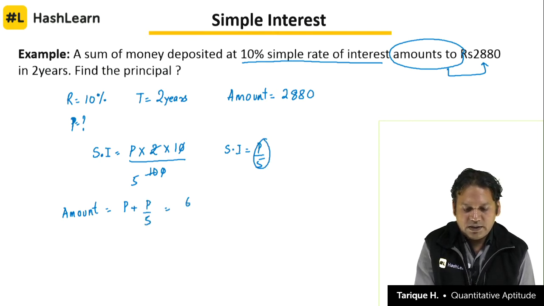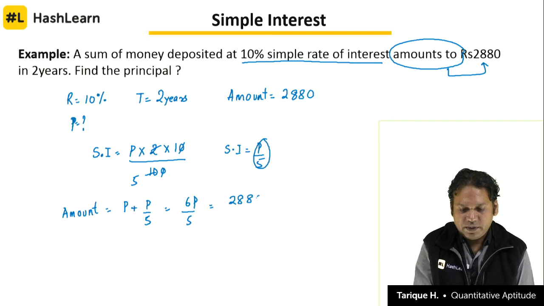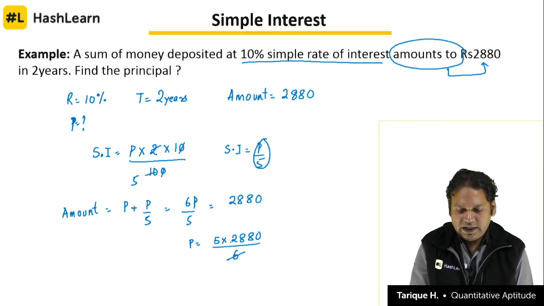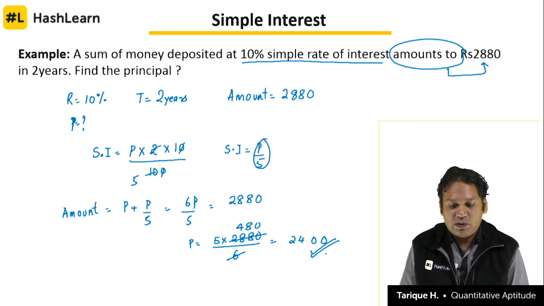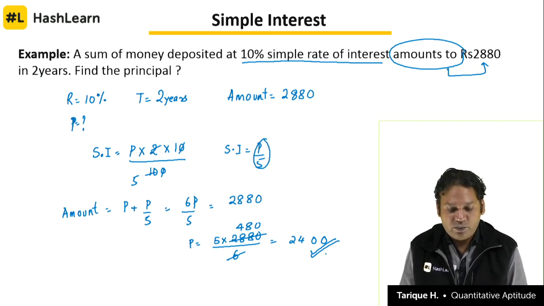That is equal to 6P by 5, correct? 6P by 5, and we know that amount is 2880. So principal is equal to 5 into 2880 divided by 6. So 6 will cancel this 480 times, and 5 into 480 is how much? 2400. So what is our principal? 2400 rupees. So the question they are asking us, what is the principal? The answer is 2400 rupees.